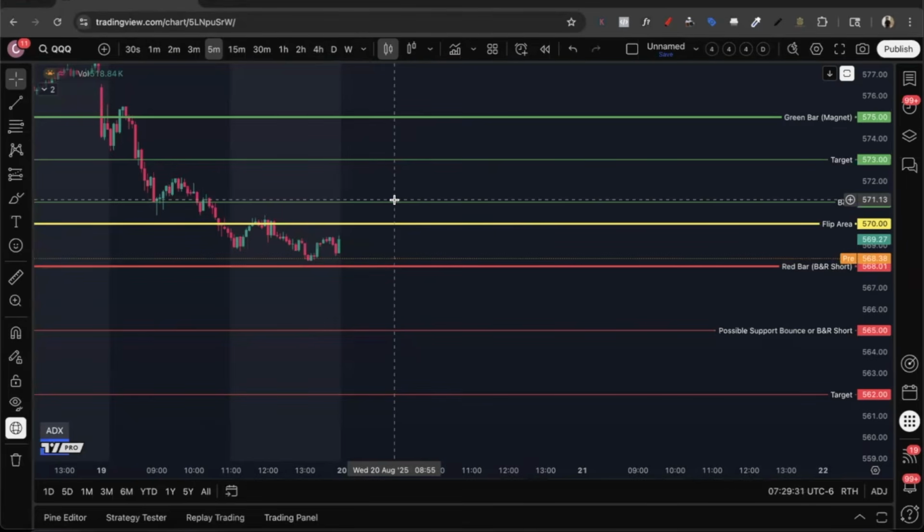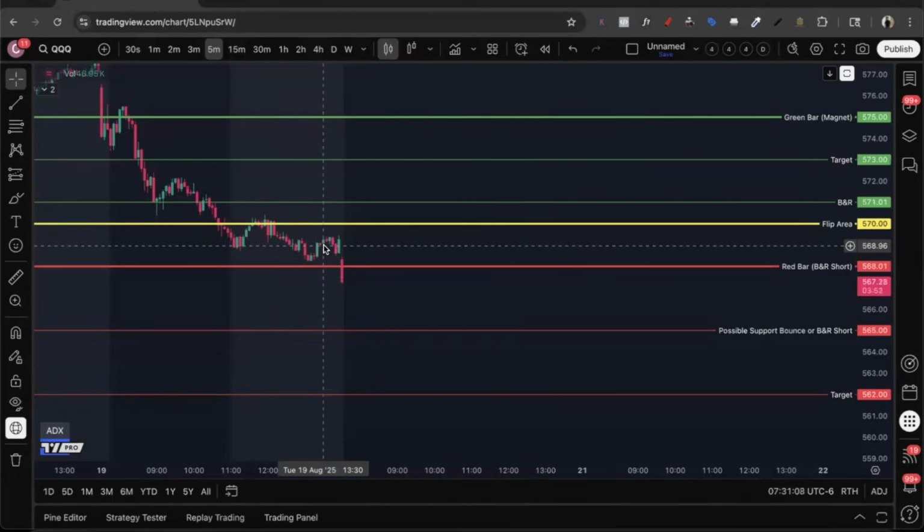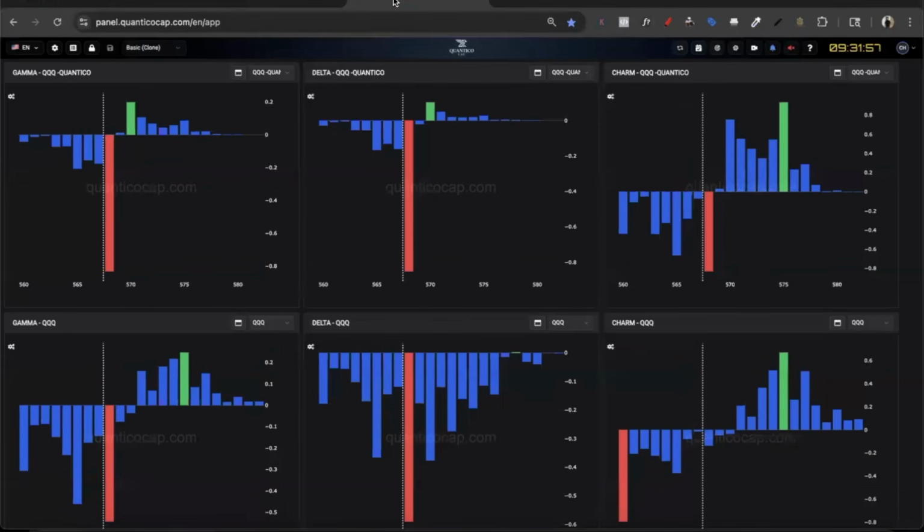So that's the plan. Now we do have FOMC minutes at 2 p.m. Eastern time today. This really depends. Some days it doesn't matter as much. Sometimes it really affects the market. So we're just gonna have to see. We're gonna break 568 out the gate. Today there is a lot more bearish interest.